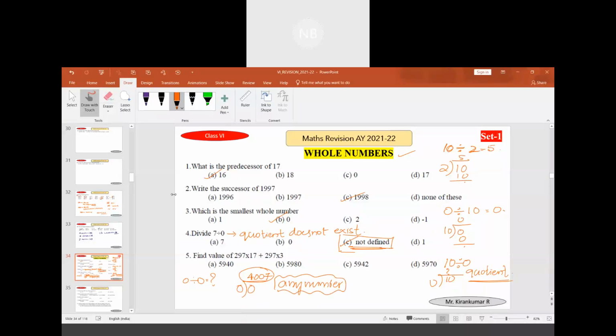Sir, 0 by 0 is undefined as we can't divide it, as it does not have any quotient. When we divide 0 by 0, it can be any number. So the quotient cannot be obtained. We don't have a quotient for this. That is the reason why it is also not defined.